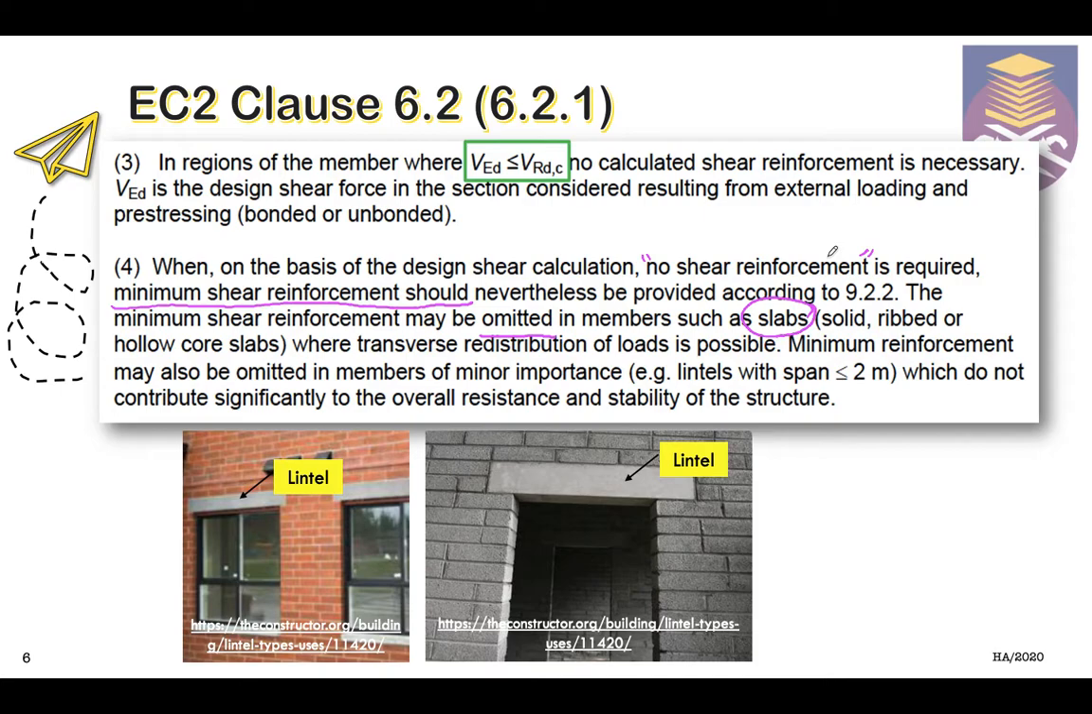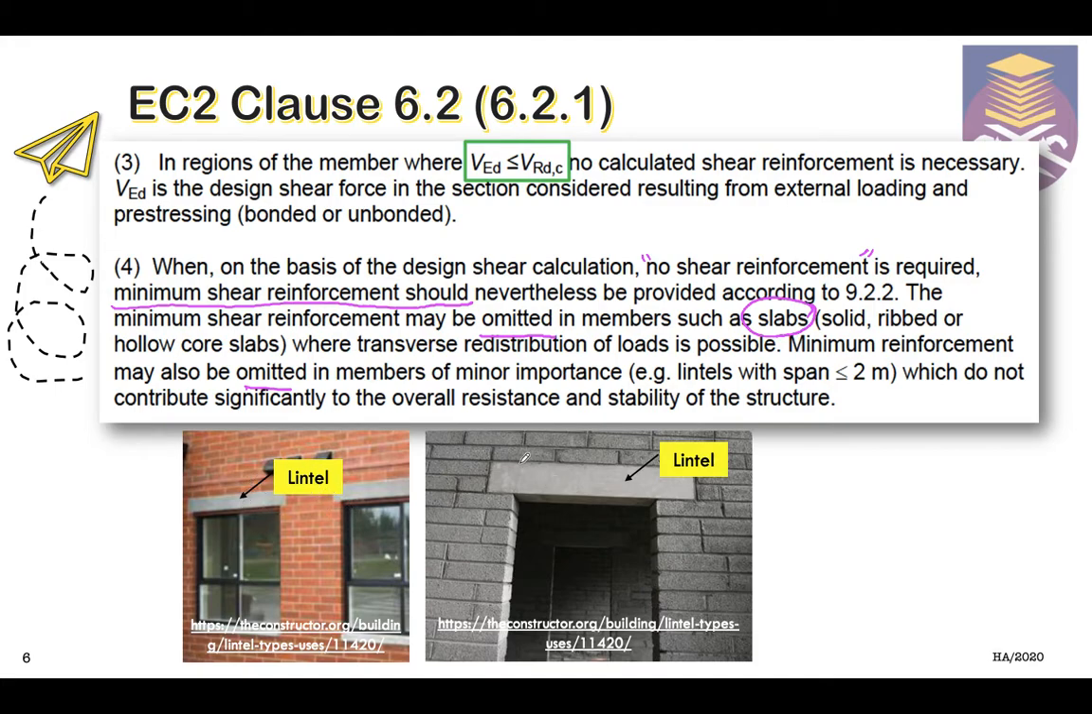Okay, it is because the shear values are very small, and it can be distributed all over the slab, right? Then minimum reinforcement may also be omitted in members of minor importance. For example, lintels with span less than 2 meters, which do not contribute significantly to the overall resistance and stability of the structure, right? So when we talk about members that do not actually contribute as structural members, for example, this lintel, right?